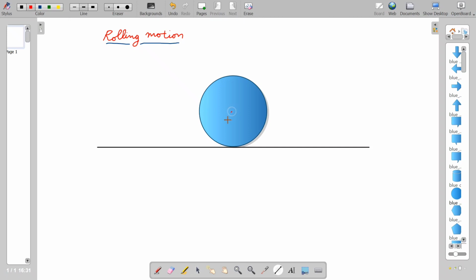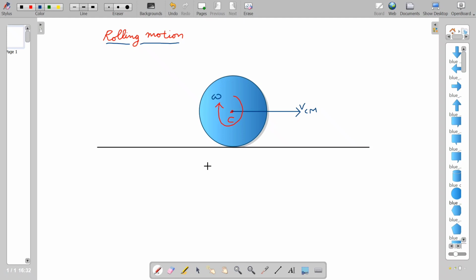It has center C. Here, the velocity of center of mass represents its translatory motion, that is VCM. And its angular velocity represents its rotatory motion, that is omega.